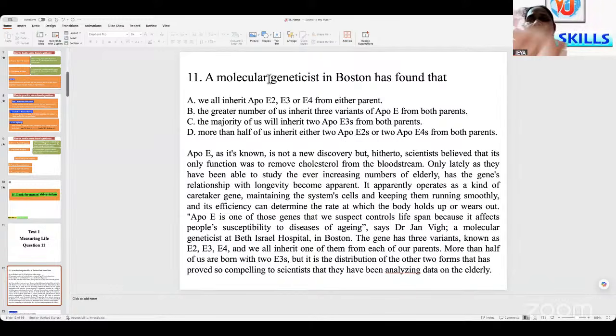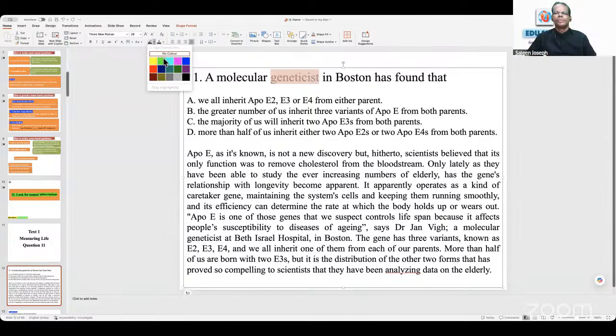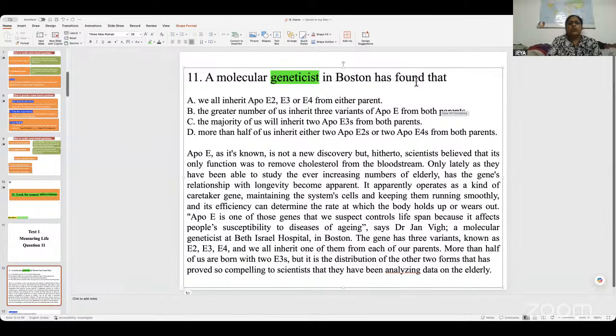Geneticist, or molecular geneticist, whatever you want to call it. Found this. So, a finding of a geneticist. This is not very common, okay, but still I want you to get at least some people to get about 500. So I am adding one more thing, okay?